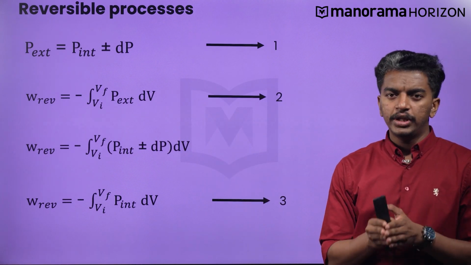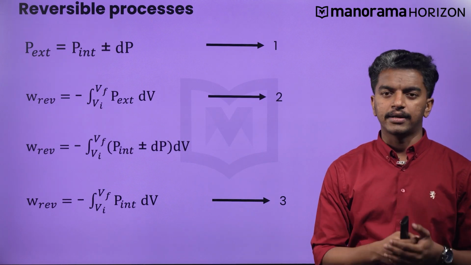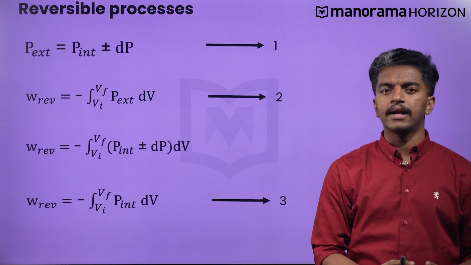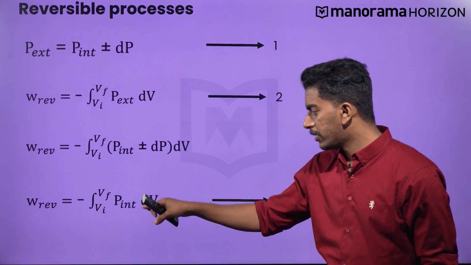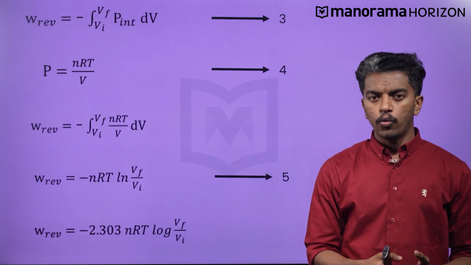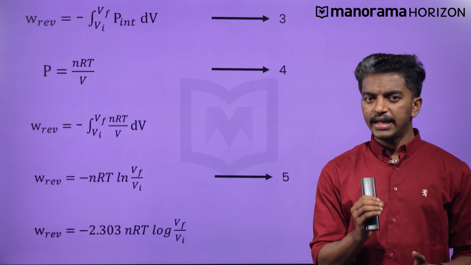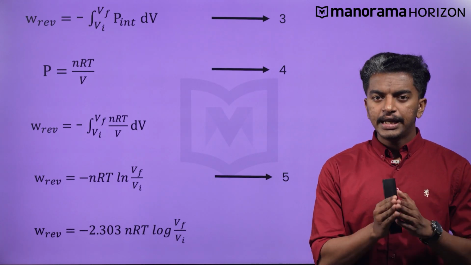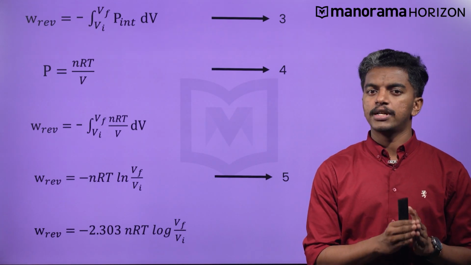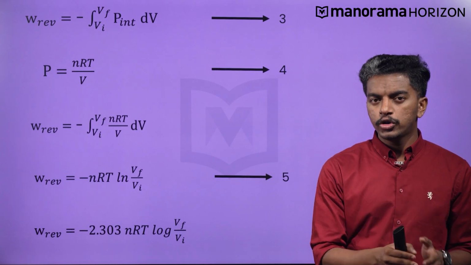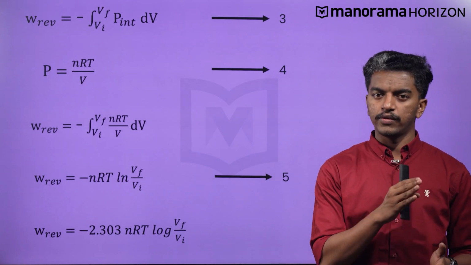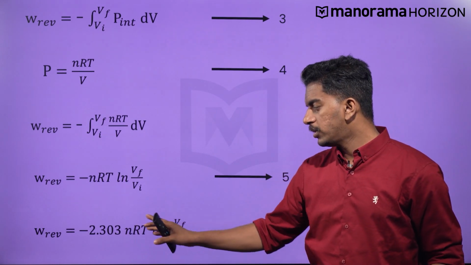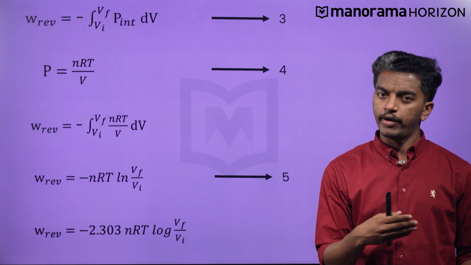Here dP into dV is very small and can be neglected. So you may write work reversible is equal to minus integral Vi to Vf P internal into dV. Now if pressure is represented in terms of the ideal gas equation and substituting the value of pressure at constant temperature in equation number 3, you will get equation number 5. Converting to log to the base of 10, you will get the final equation for reversible work. As you can see here, work done reversible is equal to minus 2.303 nRT log Vf divided by Vi.